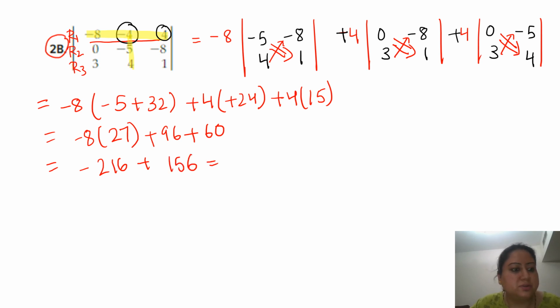Okay, now the question reduces to subtracting, so you subtract 156 from this one, so it gives you negative sign because the bigger number has negative, and then 60. So negative 60 is the value of the determinant for this question, 3 cross 3.